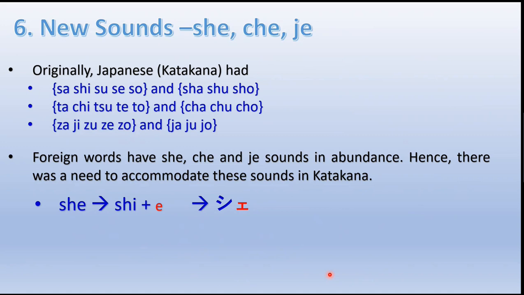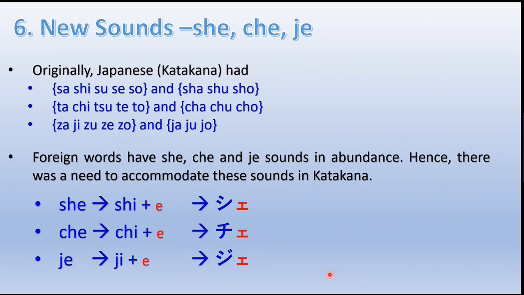She is formed by blending shi with small e. Che is formed by blending chi with e, and je is formed by blending ji with e. And the same rule is followed for writing it. So this is she, che, and je. So we shall be applying all these newly formed sounds in the words which we will form in katakana, and this we will be doing in lesson number 15.